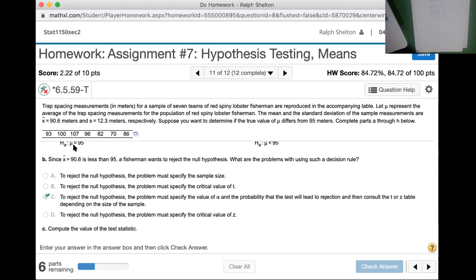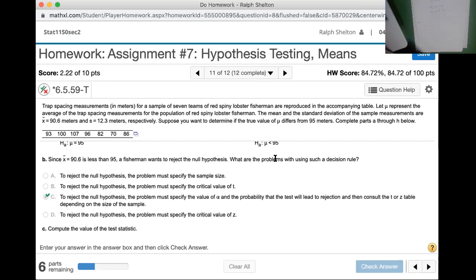All right, so let's go to B here. Since 90.6 is less than 95, a fisherman notices that, right? The guy got the sample and he says, okay, here's my sample, 90.6, it's less than 95, so I want to reject the null. This fisherman says, well, then that 95 isn't right because this is a fair amount smaller than that, so I'm going to reject it.